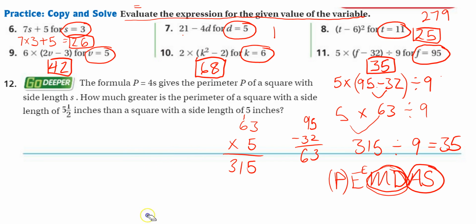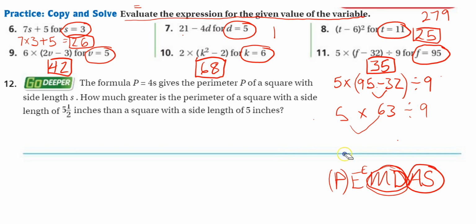So you see we had to do a lot of math, show a lot of work, and that's good. We want to be showing our work.